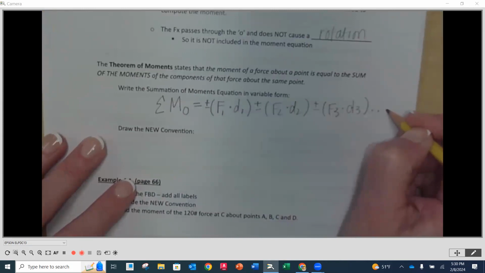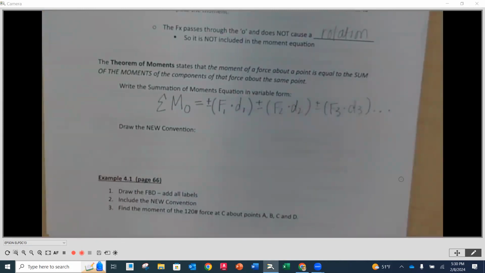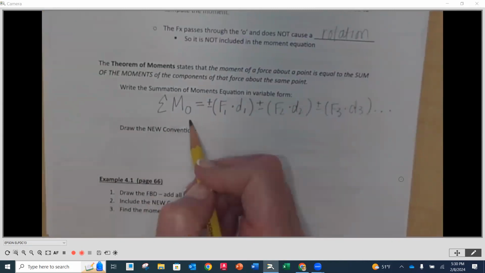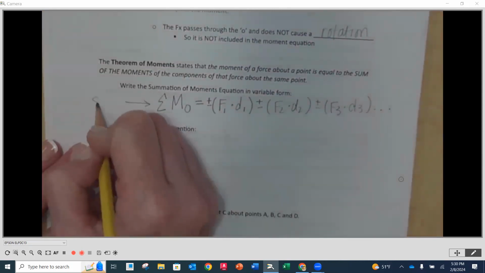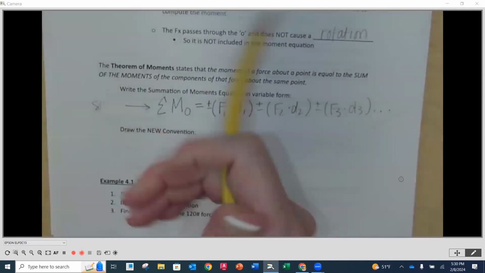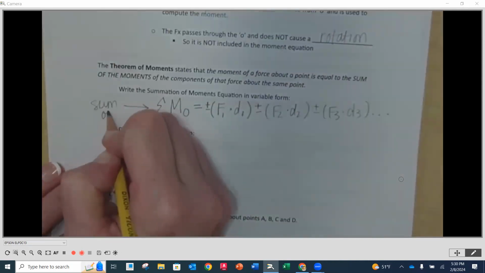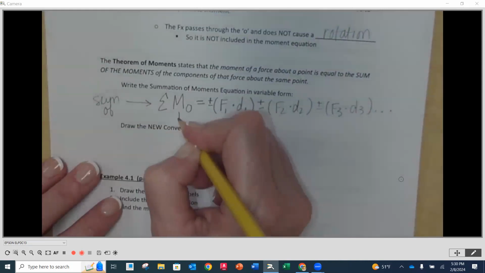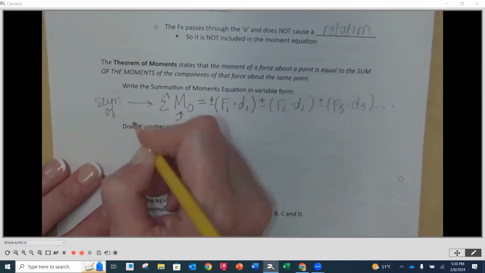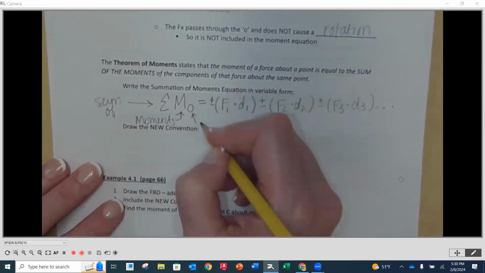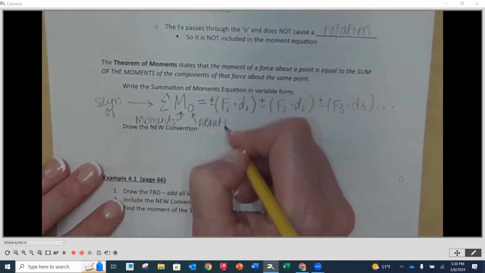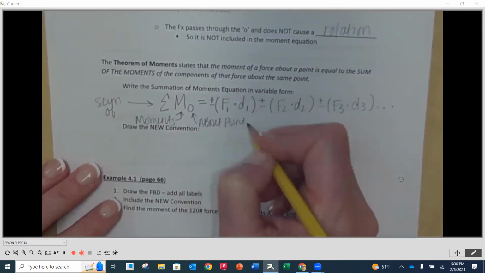And then just put some dots behind that, because it's going to depend on how many forces and perpendicular distances are causing rotation about the point, in this case O, that we're going about. So this means the sum of, just like it did for forces, the sum of the moments about point, and then whatever it would be.